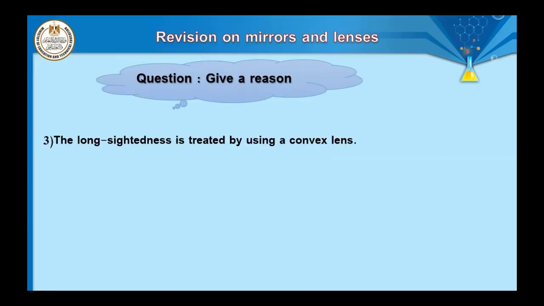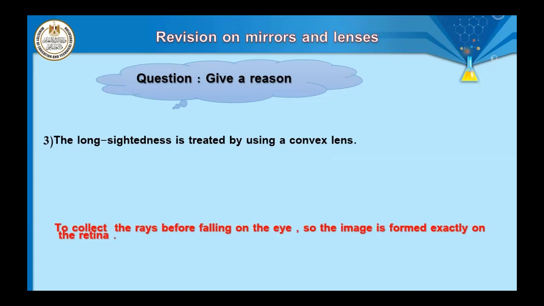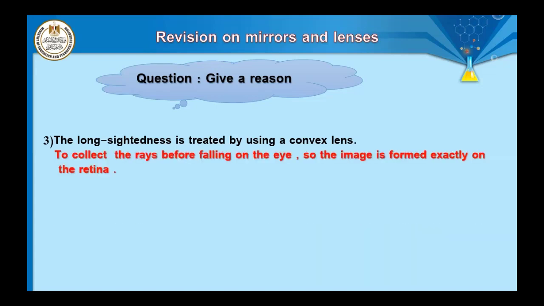Number 3. Long-sightedness is treated by using a convex lens. Why? To collect rays before falling on the eye, so the image is formed exactly on the retina. When we suffer from long-sightedness, the image is formed behind the retina of the eye. It is corrected with a convex lens to collect the rays before falling on the eye.